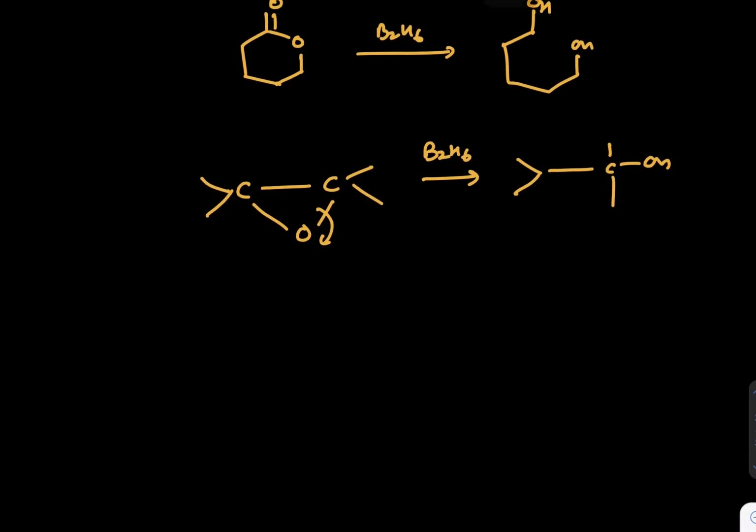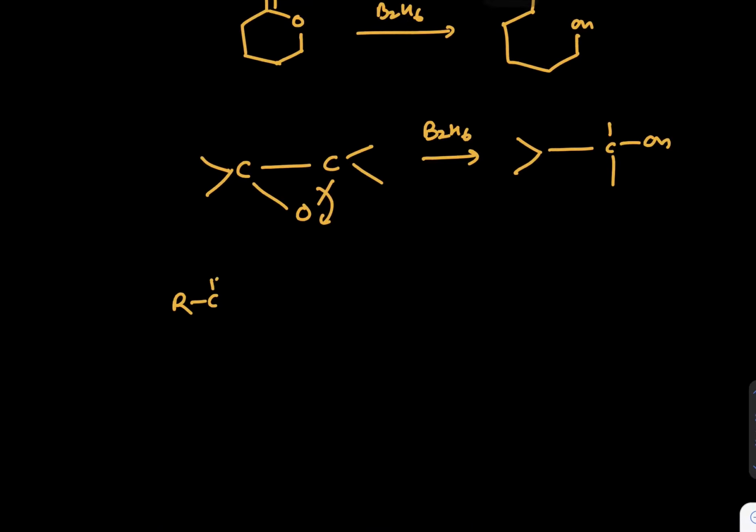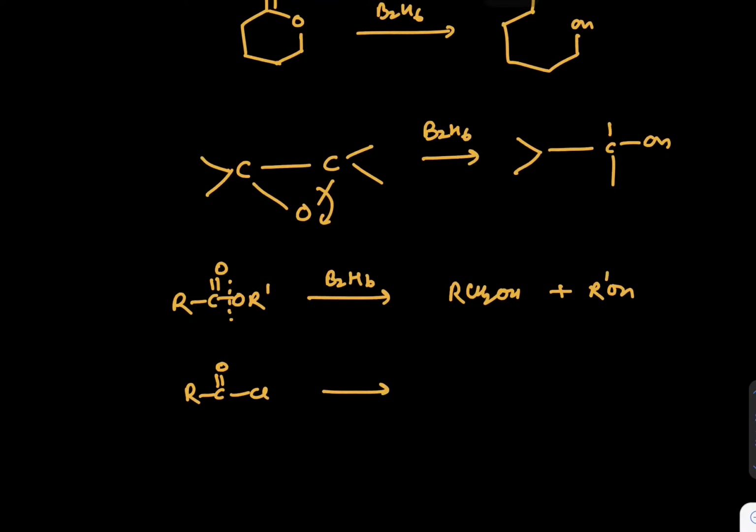Now questions can be asked, what about esters? So RC double bond OR prime is given. So with B2H6, what can we expect? We can expect that this can be broken and become an alcohol, and the other part can be broken, and anyway it is alcohol. If it is RCOCl with B2H6, and RNO2 with B2H6.